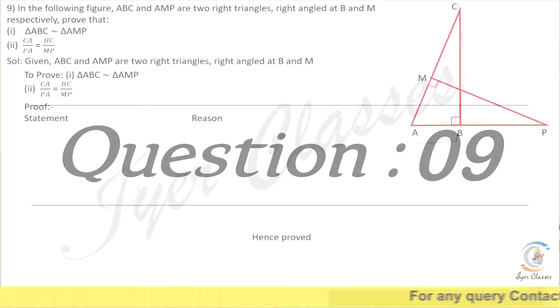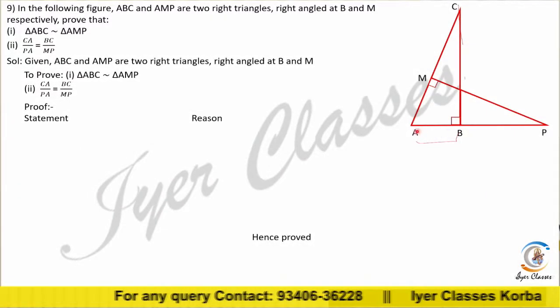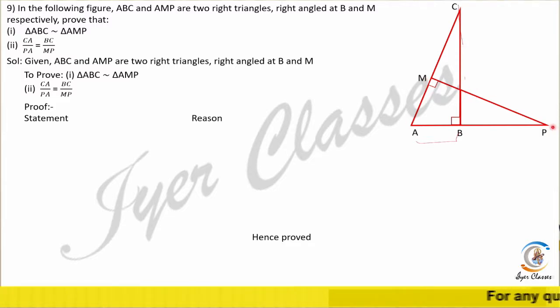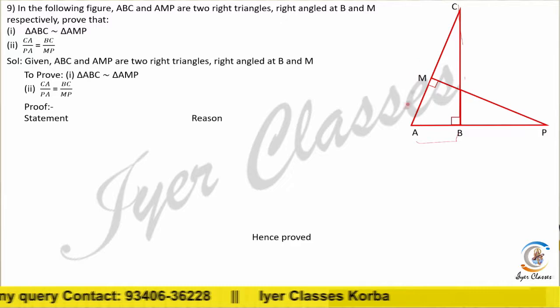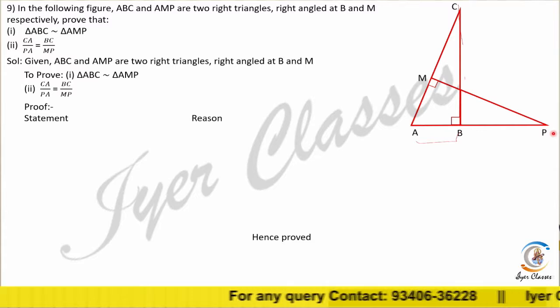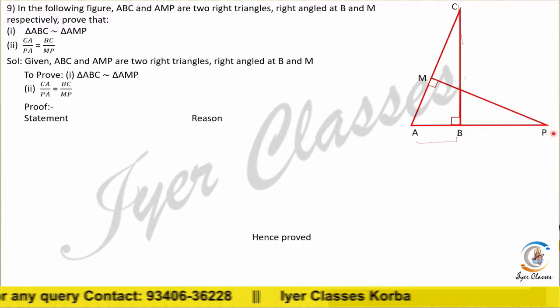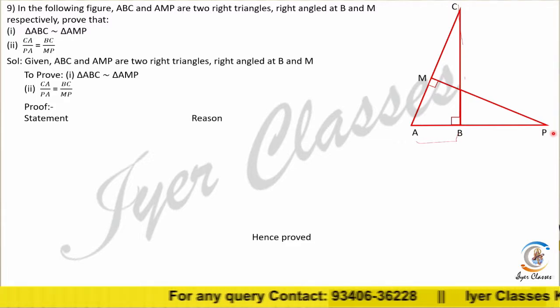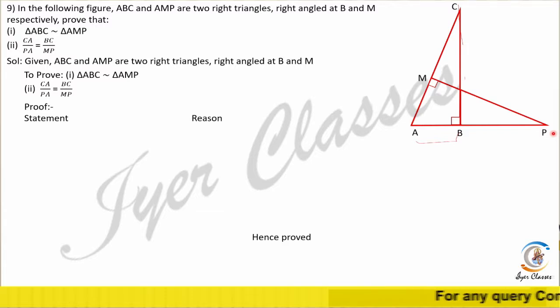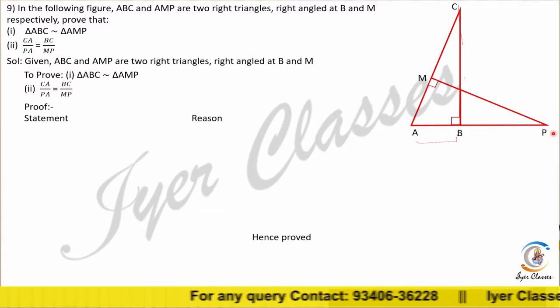Let us do question number 9. In the following figure, triangle ABC and triangle AMP are two right angled triangles, right angled at B and M respectively. We are supposed to show that triangle ABC and triangle AMP are similar to each other, and also CA by PA is equal to BC by MP. So for this, write the given. Given is triangle ABC and triangle AMP, two right triangles, right angled at B and M. We are supposed to prove that they are similar to each other, and also the sides are proportional. Let's do it now.